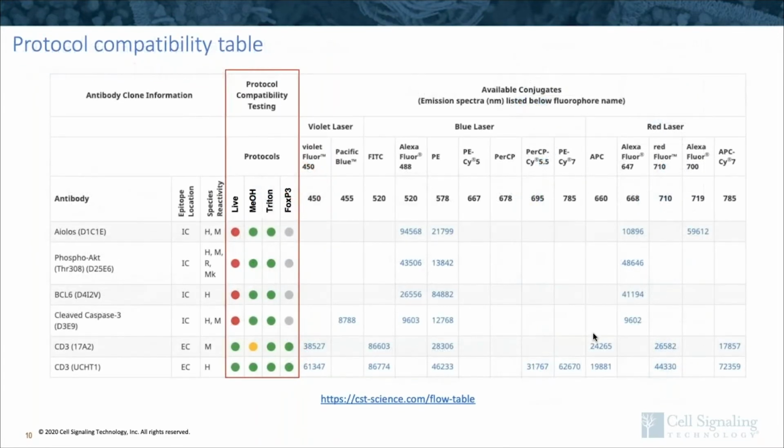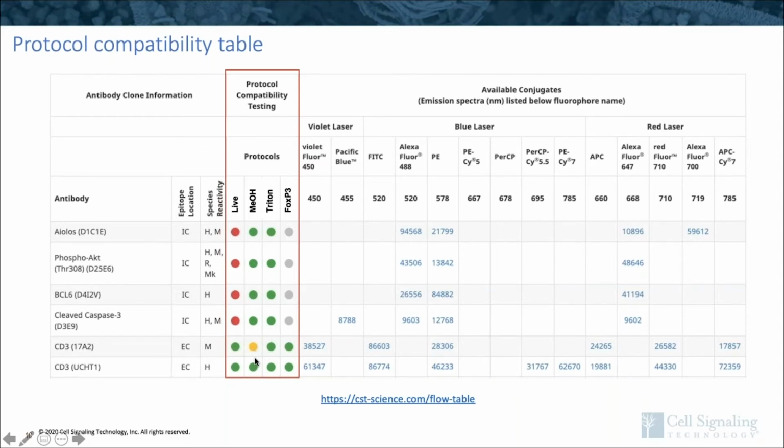So here at CST, to try to help out researchers with that, we're doing some compatibility testing. Here we've got 4 of our different protocols: our live cell staining protocol, our fix methanol perm protocol, our fix Triton X-100 perm protocol, and our FOXP3 fix and perm kit. Where we see a red dot, that essentially means that this particular clone is not compatible with this protocol. A green dot means that it is compatible and it works really well. A gray means we haven't gotten around to testing it yet.